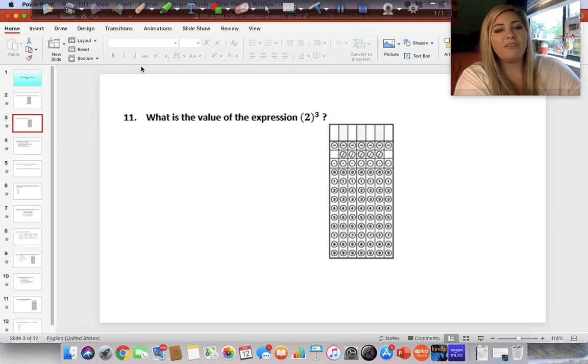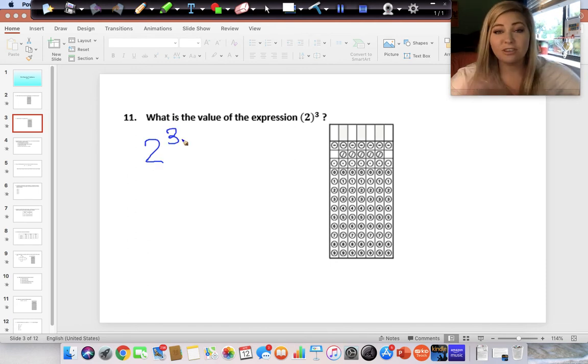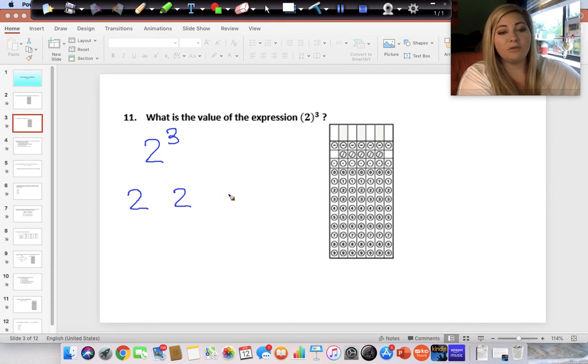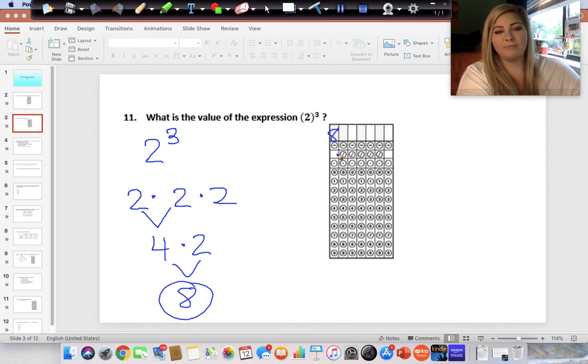Okay, it says, what is the value of the expression 2 to the third power? Well, 2 to the third power is not 2 times 3, okay? It is 2 written 3 times. So 2, 2, and 2. We're going to put a multiplication sign in between all of those because we are multiplying them all together. 2 times 2 gives us 4, and then we do 4 times 2, which gives us 8. So our answer here is 8.